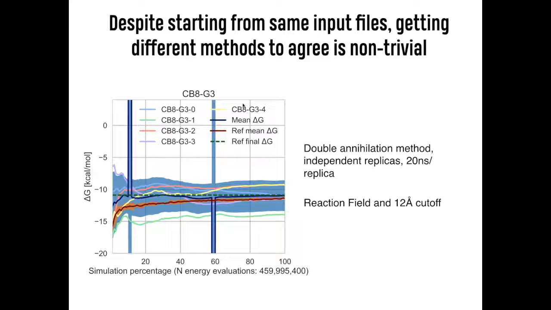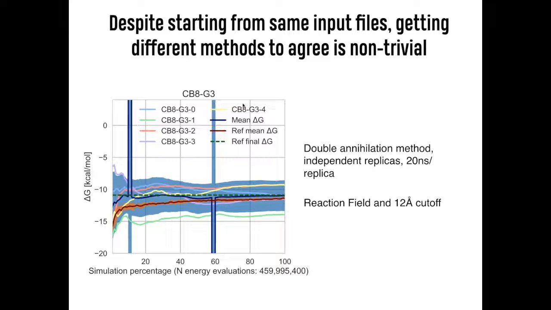One main difference is that according to the metadata, they didn't use PME. They used reaction field with a 12 angstrom cutoff. That can make a big difference in terms of the final free energy. I'm actually surprised that this agrees that well. This green line here is the final value that we reached with the Hamiltonian replica exchange calculations. I had to truncate here to match the number of energy evaluations.